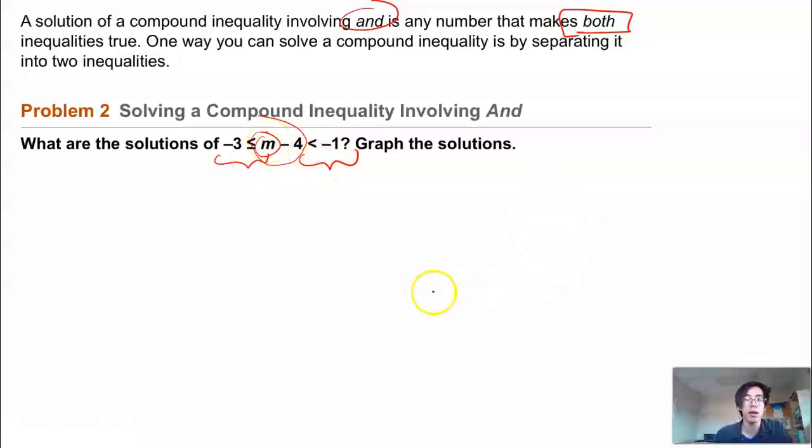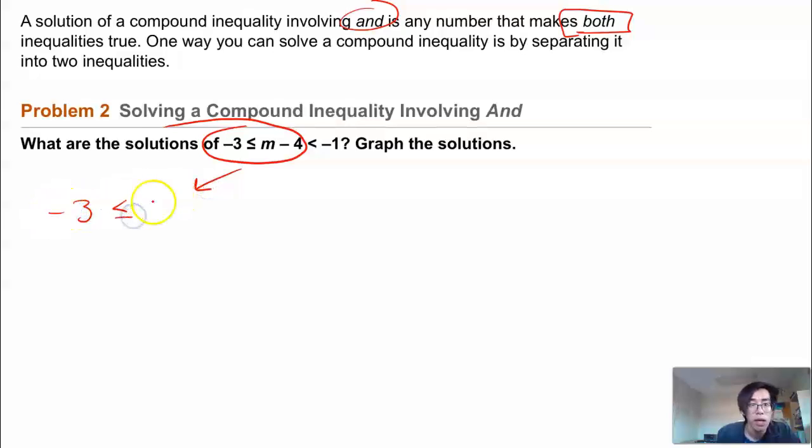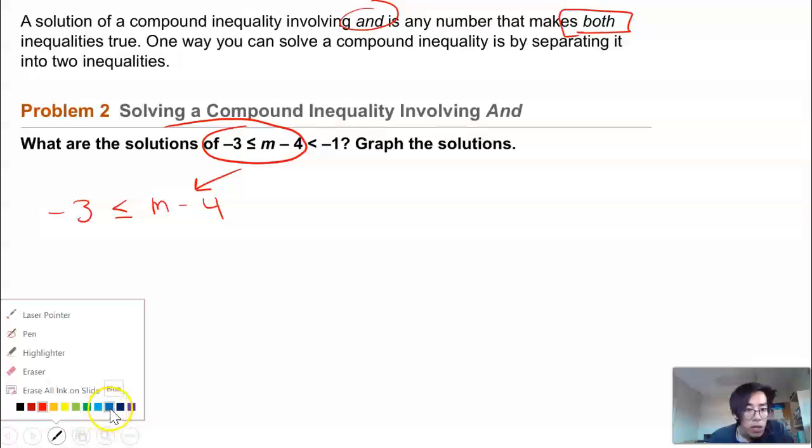So when I write this out, let me erase this right here. I want to separate the two inequalities that are meshed together in the AND statement. Okay, so let's use this red color. I'm going to write this side over here as negative 3 is less than or equal to m. So I'm going to separate on that side, and then I'm going to use a different color. Let's use this nice blue.